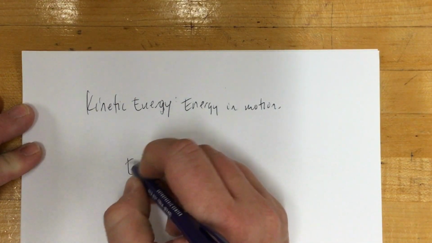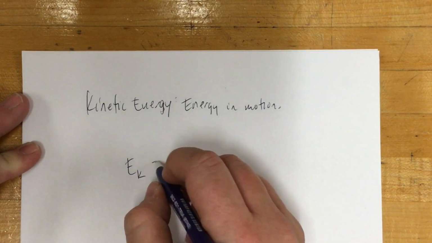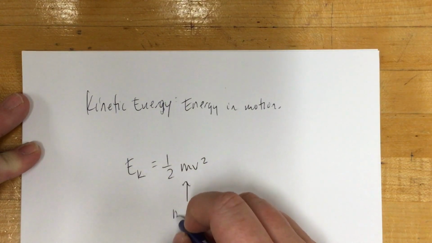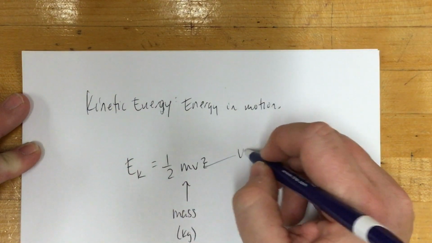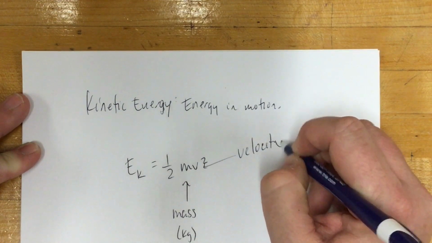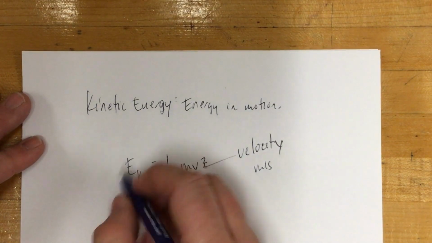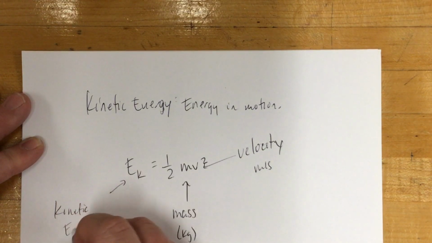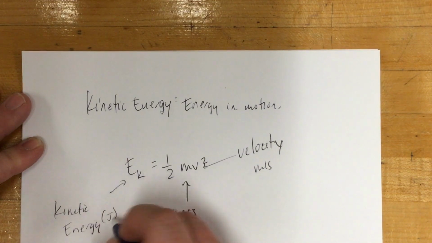The equation that we have for kinetic energy looks like this. We have E for energy, K tells us it's kinetic, energy equals 1/2 mv squared. In this situation, m is the mass measured in kilograms, and v is the velocity of the moving object measured in meters per second. You'll take that value and square it in the equation. Again, E stands for energy and K is kinetic. And as with any energy, we're measuring in joules.